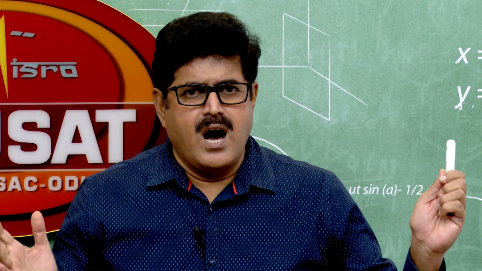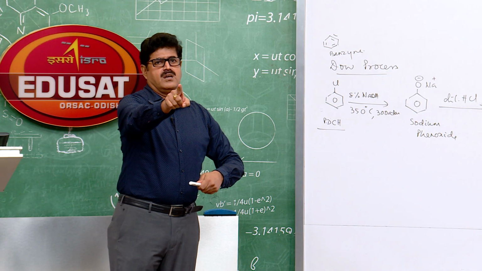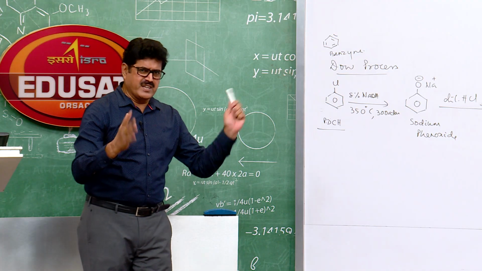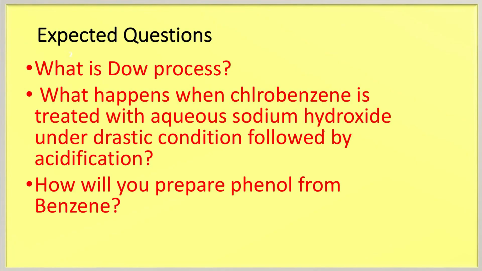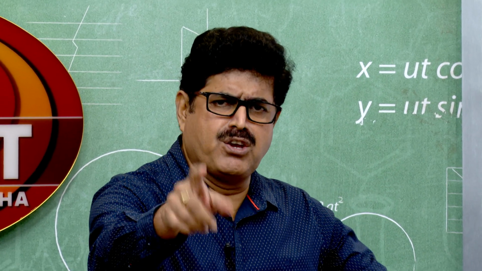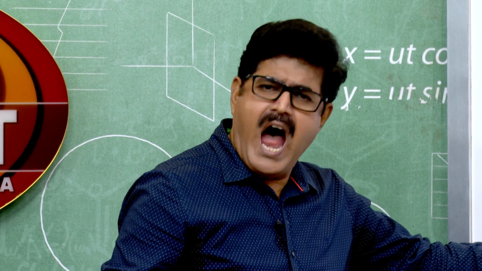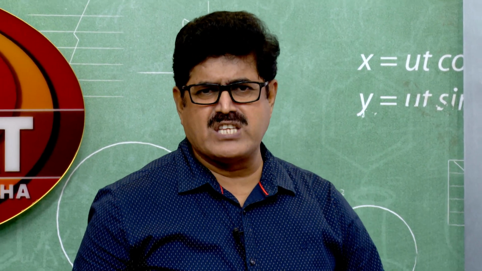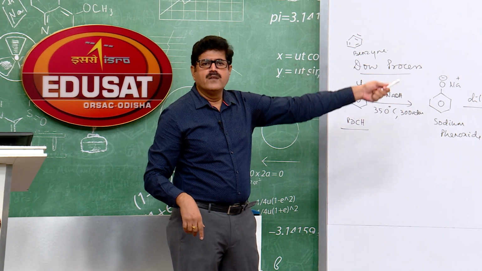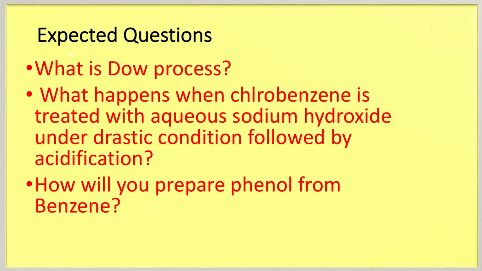Now let's see what type of questions can be asked based on these reactions. That is important. What are the expected questions? See, the expected questions are displayed on our TV screen. Number one, what is Dow process? Very simple. Chlorobenzene when treated with aqueous sodium hydroxide under drastic condition, I mean 350 degrees centigrade and 300 atm pressure, gives sodium phenoxide, which upon acidification gives phenol. That is Dow process. Next question: what happens when chlorobenzene is treated with aqueous sodium hydroxide under drastic conditions followed by acidification?